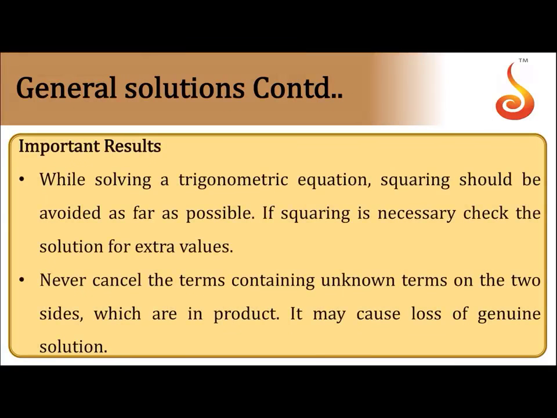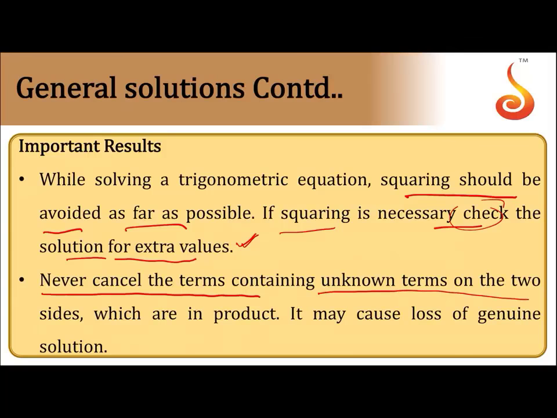So consider the next one, which is about important things you need to remember. While solving a trigonometric equation, squaring should be avoided as far as possible. Why? Because by squaring, you are bringing in some extra solutions. If squaring is necessary, check the solutions for extra values. We need to check the solutions of the trigonometric functions obtained for these values.